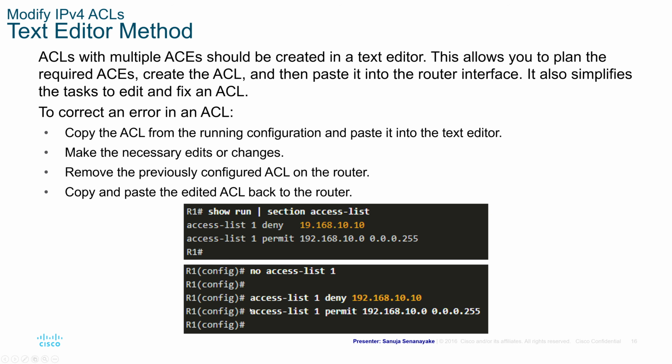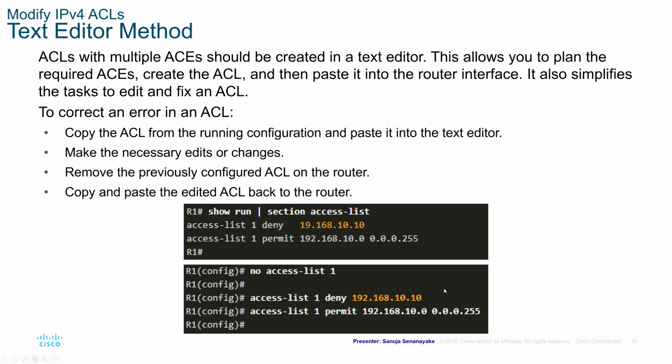And then now you can go back and copy and paste whatever changes you made. So in this case, access-list 1 deny 192.168.10.10 instead of 19.168.10.10. And then the other entry is access-list 1 permit 192.168.10.0 0.0.0.255. Notice that they have removed both of these entries and re-entered them again, even though this bottom entry didn't actually change.